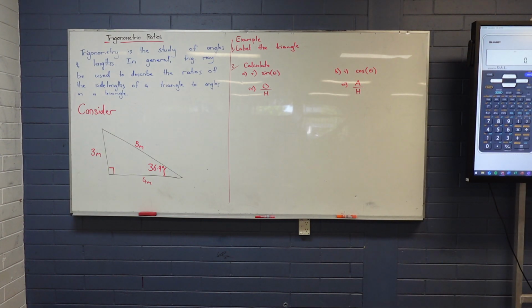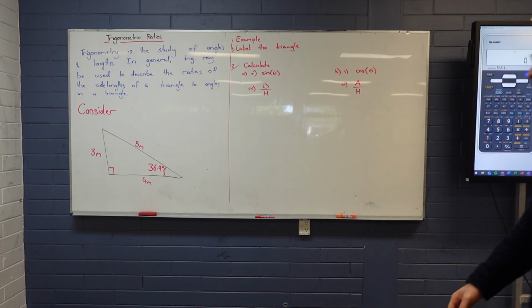I'm going to show you to begin with. First thing I'm going to show you is how we can label a right-angled triangle in accordance with trigonometry. After I've shown you labeling, we're going to look at the relationship of the trig ratios firsthand.